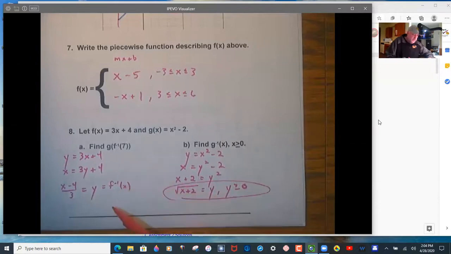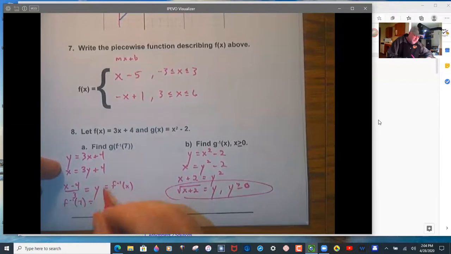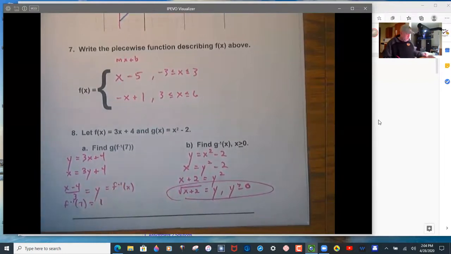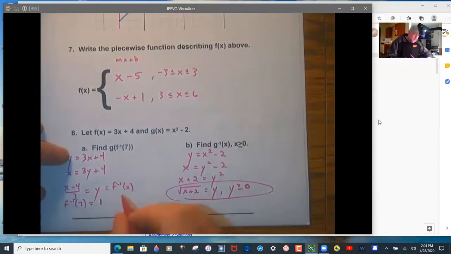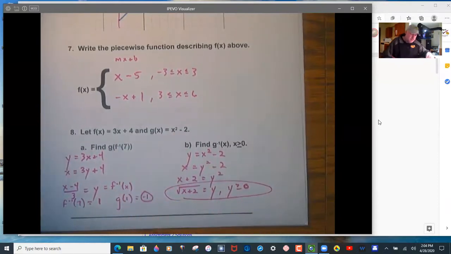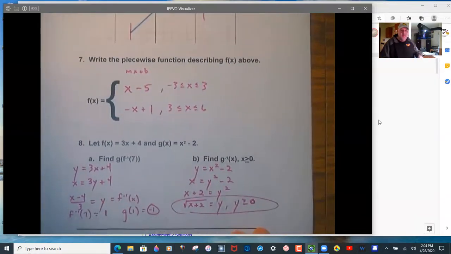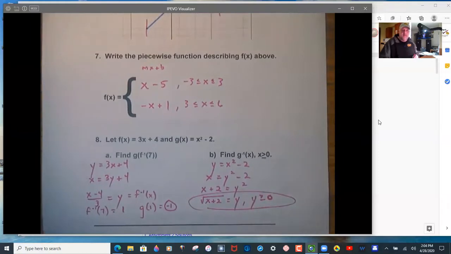So f inverse of 7, that would be equal to (7 minus 4) over 3, which is 1. And then we want to do g of 1 in the parentheses. So 1 goes into the g function, which would give -1. And those are the solutions for the practice quiz for quiz 2.